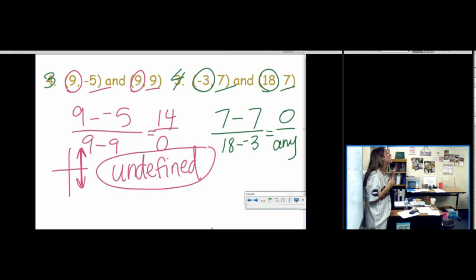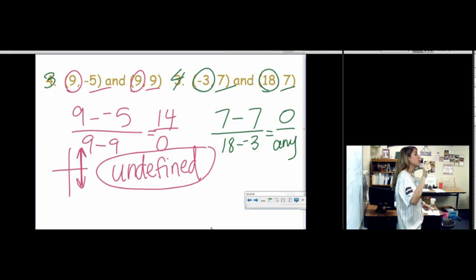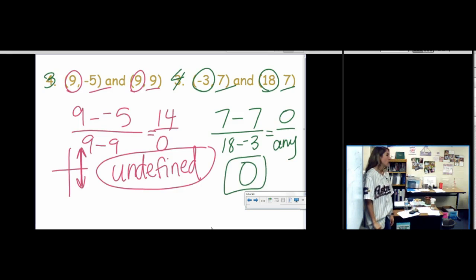Look me in my eyes and lie to me. 0 divided by 10 is 0. 0 divided by 29 is 0. 0 divided by -3 is 0. 0 divided by 1,000 is 0. 0 divided by anything is 0. The answer is 0. I know, it's been a while. If you put this on your quiz, that is unsimplified. You need to actually divide it. 0 divided by 21 is 0. The answer here is undefined. The answer here is 0.